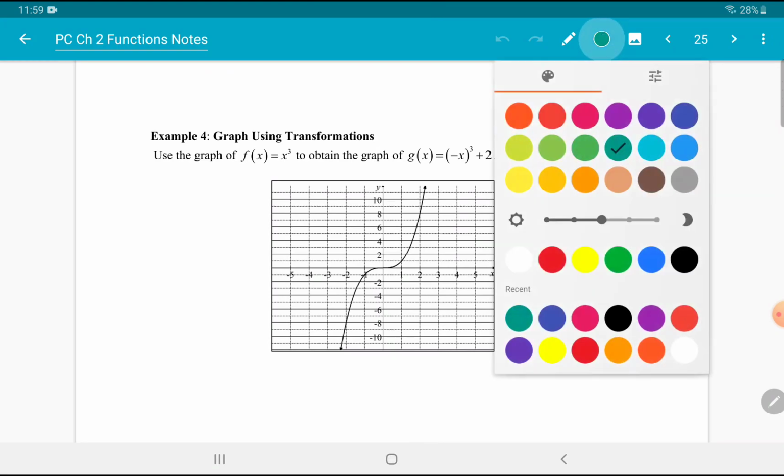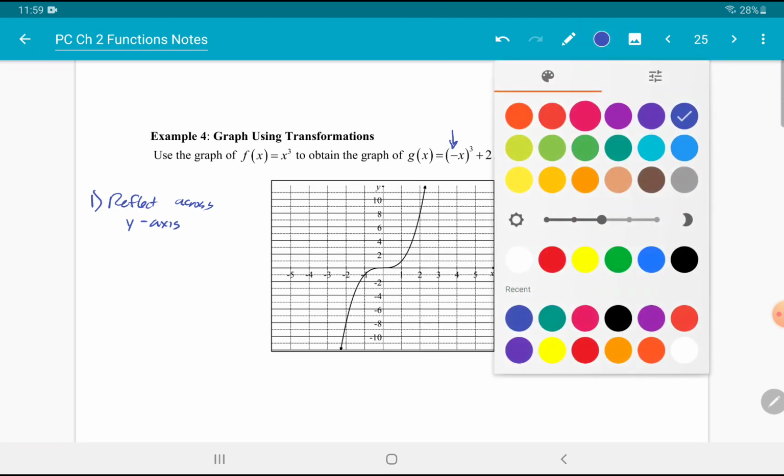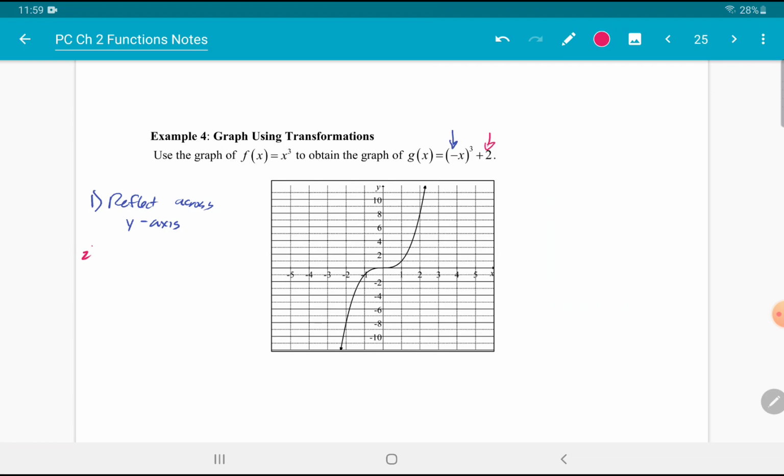So let's describe our transformation again. What are we dealing with here? Let's see here. So because inside the parentheses we had that negative x there, we know that our first transformation is going to be a reflection across the y-axis. Let's see what else we have here. We also have the plus 2, and that's going to tell us that we have a vertical shift up by 2. Okay, and that's basically it. Those are our only transformations. We know the parent function, x cubed, is a cubic graph, and we can see that on the graph.